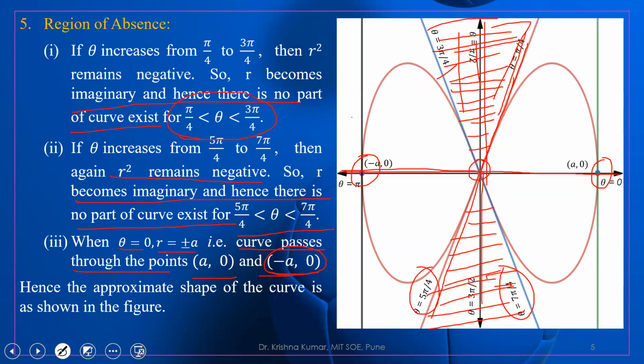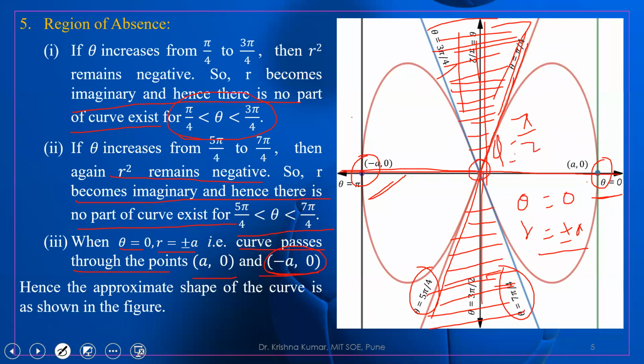And again, at point A0, when theta equals 0, r is equal to plus minus a. So plus minus a means this is a0 and this is minus a0. Correct? And what is the tangent at this point? It is pi by 2. We call it angle phi. It is pi by 2.